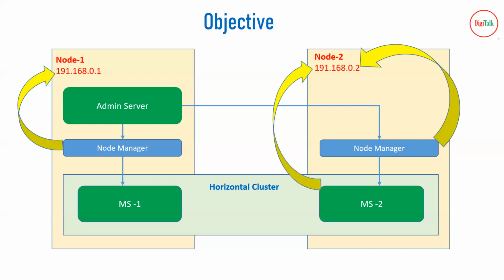Similarly, for a managed server you also have to assign a listen address. The listen address is the IP address of the machine where your managed server is running. For the managed server on node 2, the listen address will be the IP address of node 2. In the same way, for managed server 1, which is running on node 1, the listen address will be the IP address of node 1. This is an important thing to consider, and it is required when you do the configurations for your domain in case of horizontal clustering.